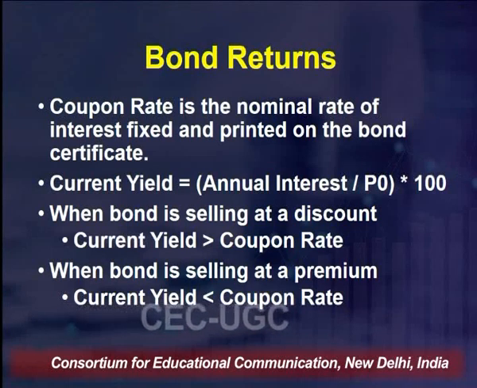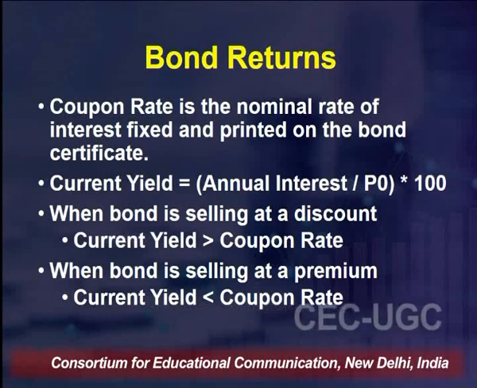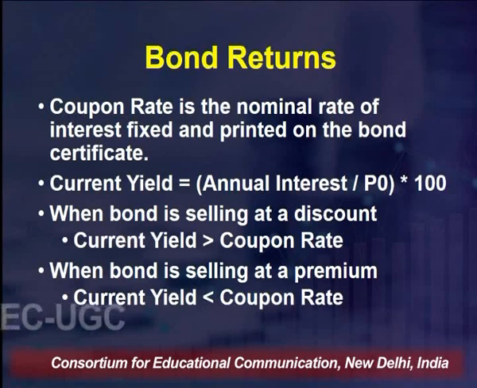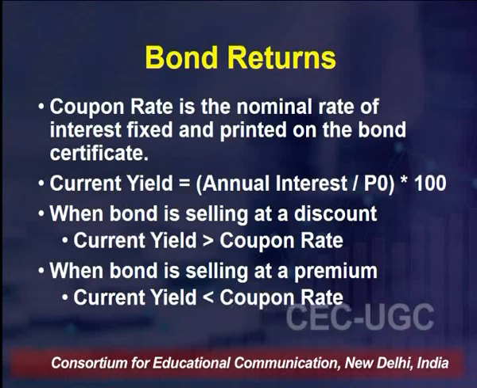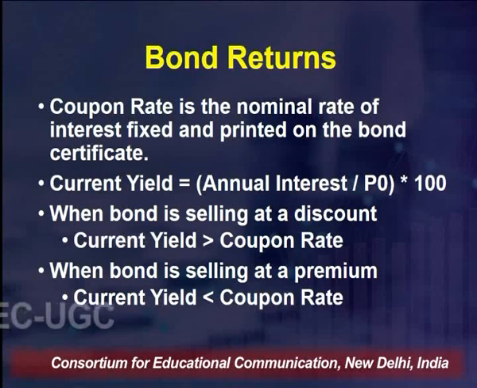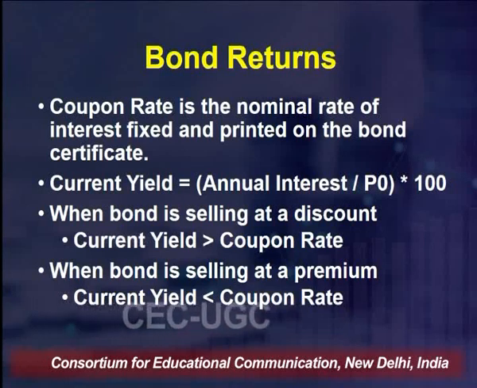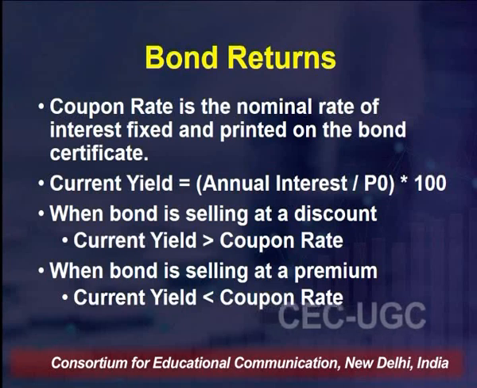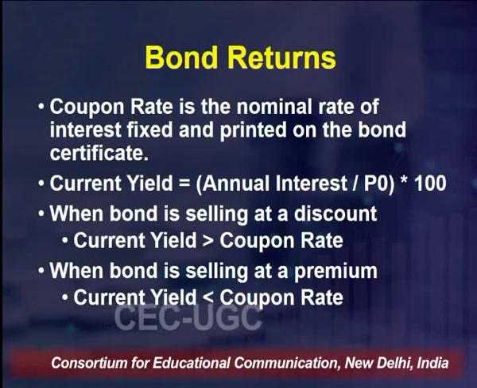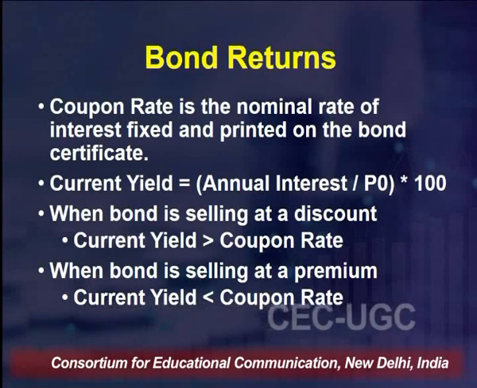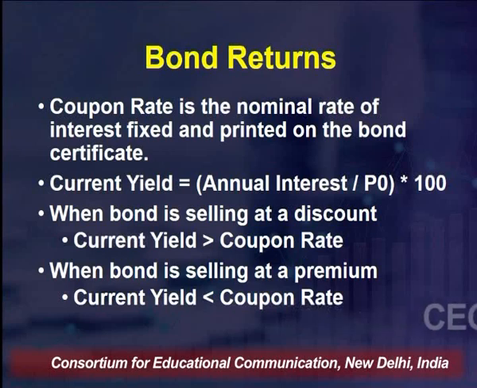Now, we need to understand that whenever the bond is selling at a discount, because usually bonds sell at a discount, say the face value is 100 and currently the bond is available at rupees 90, in such a scenario your current yield will certainly be greater than the coupon rate. However, if the bond is selling at a premium, that means face value is 100 but it is available at say 110, your current yield will always be less than the coupon rate mentioned on the bond.